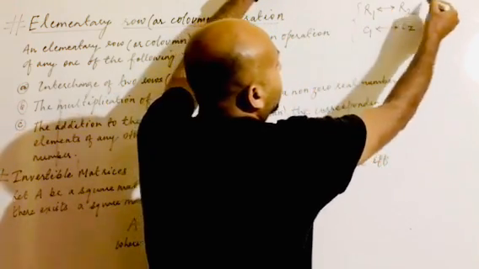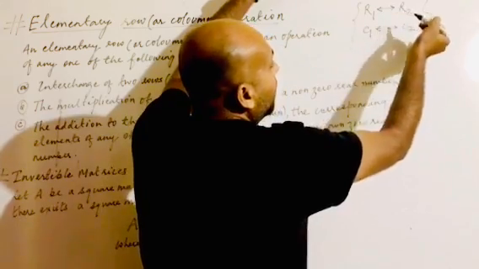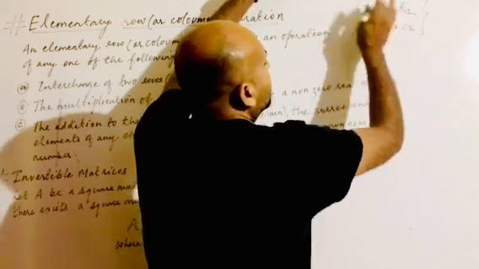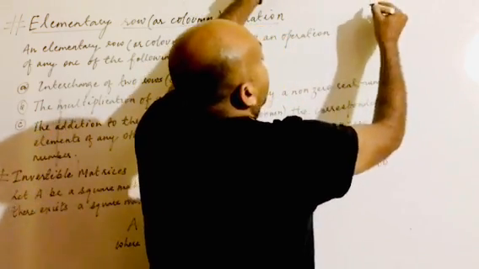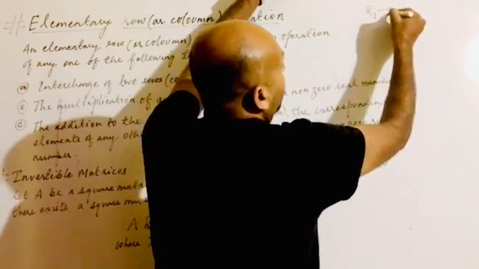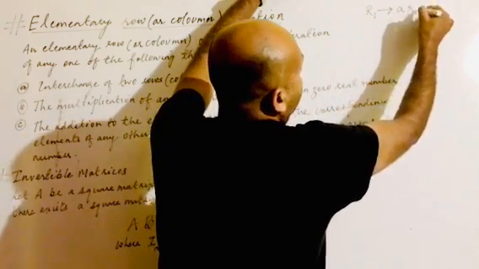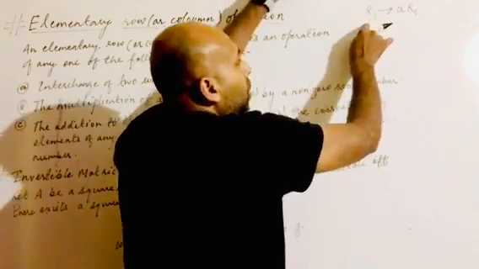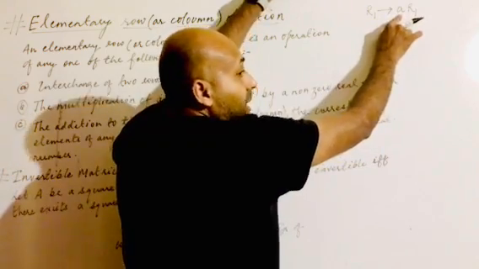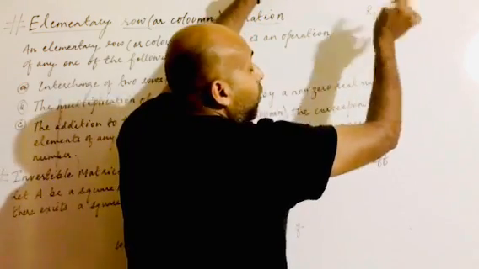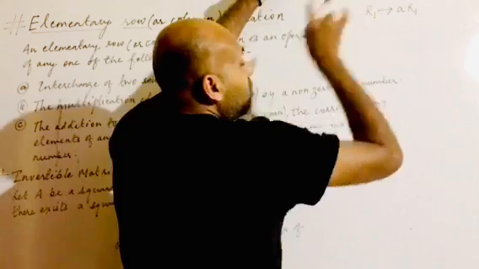So this indicates that you are interchanging the rows and columns. For the second step, suppose I write R1 tends to A times R1. That means to the whole row, I am multiplying a scalar A, and that scalar A should be a non-zero real number. So that is the second step.